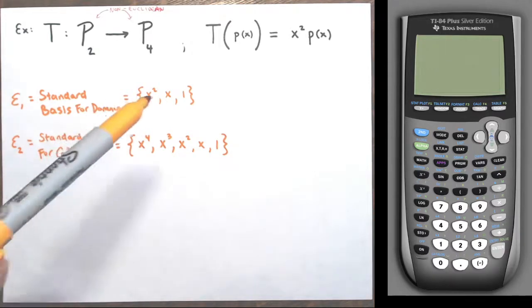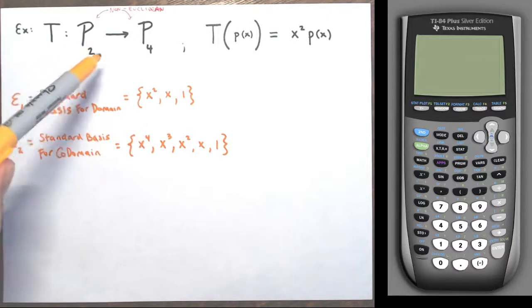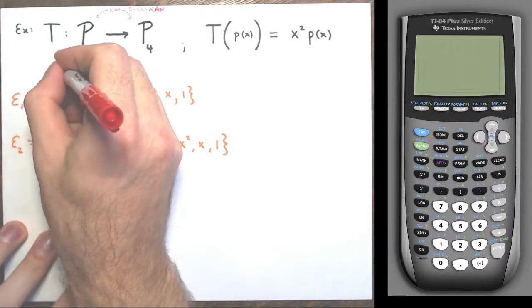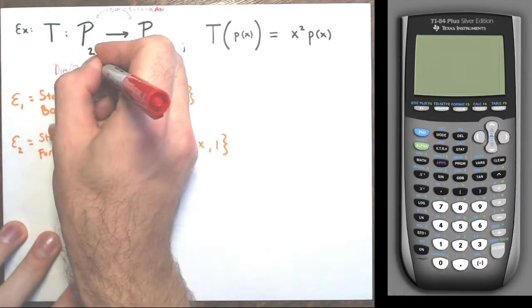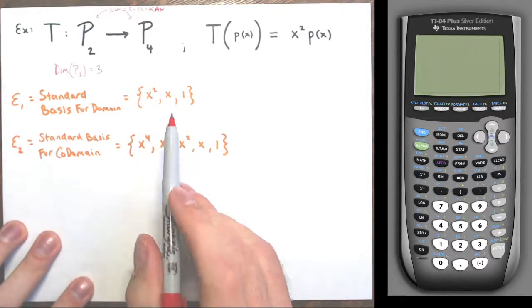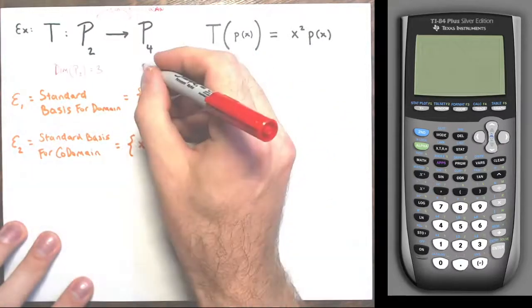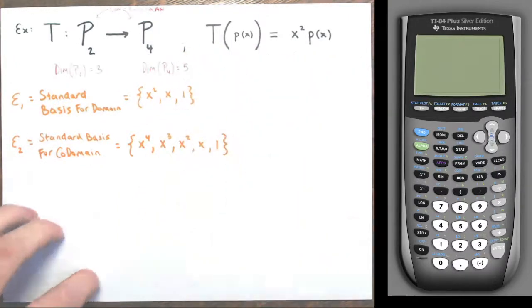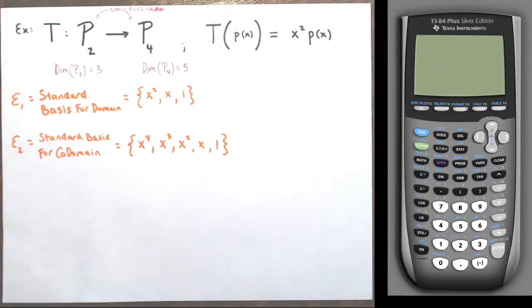So we're seeing that the dimension of P2 is 3. The dimension of the domain is 3, because I found a basis for it that has 3 vectors, 3 polynomials. And the dimension of the codomain, P4, is 5, a basis with 5 vectors in it. Now keep the order these are in in mind, because when you write coordinate vectors, order matters. The order that the basis vectors come in corresponds to the order that the coordinates come in.